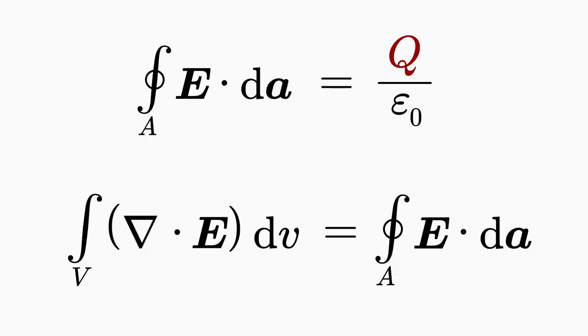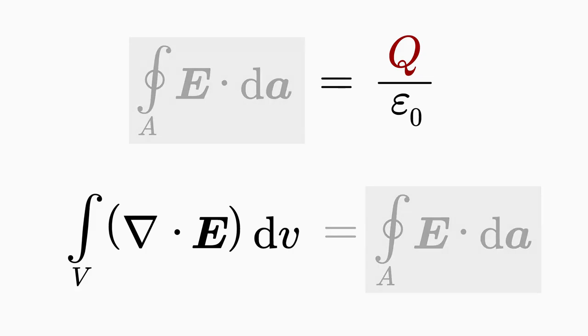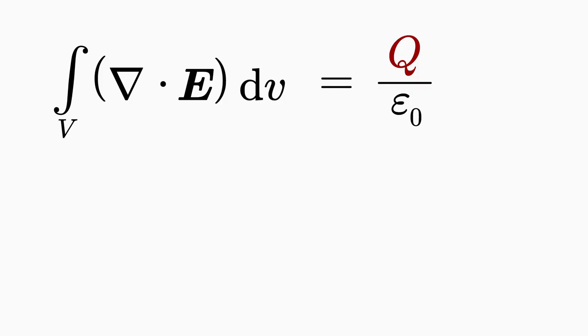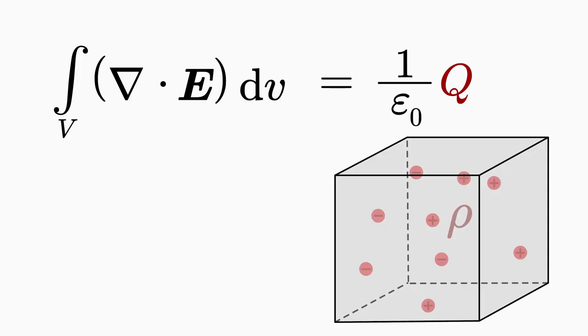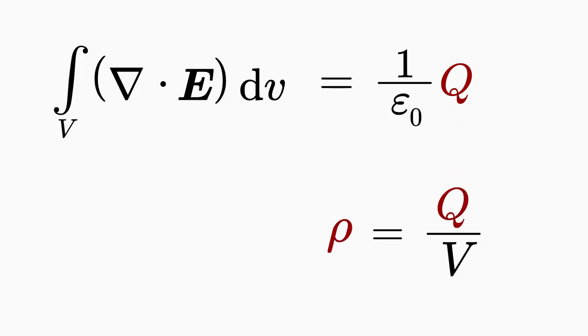With the previously learned divergence integral theorem, which combines a volume integral with a surface integral, the surface integral on the left-hand side of the first Maxwell equation can be replaced by a volume integral of the divergence of the electric field. The enclosed charge Q can also be expressed with a volume integral. By definition, charge density ρ is charge per volume. Bring the volume to the other side.